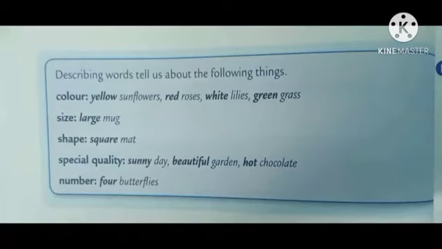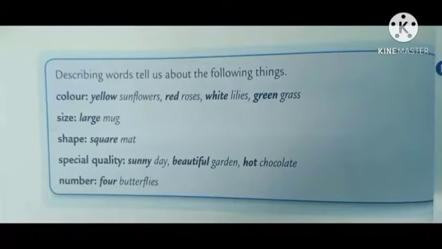It tells us about the color of the noun. It tells us about the size of the noun. It tells us about the shape of the noun. It tells the special quality of a noun. It tells the number of a noun. Now see over here, children. For example, yellow sunflowers, red roses, white lilies, green grass.